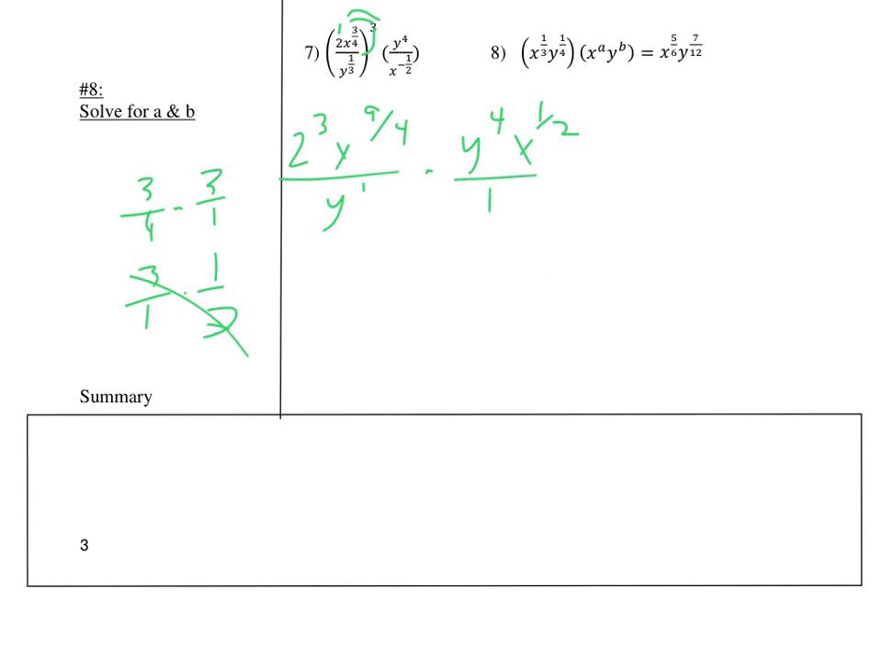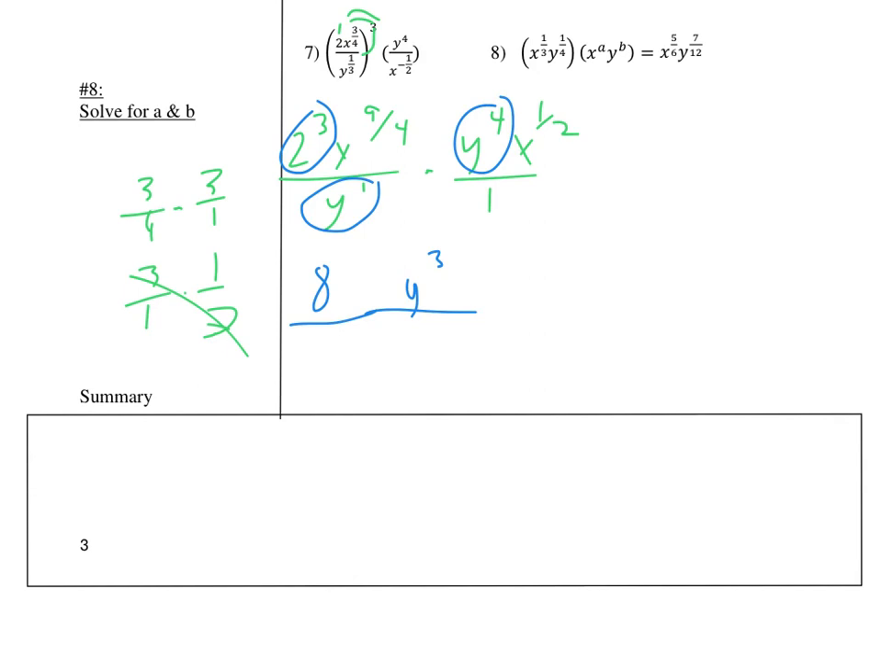Okay, so now, what are we going to do next? Well, I have 2 to the 3rd power. I know that's going to turn into 8. My y's are going to battle. So I have 1 on bottom, 4 on top. Obviously, the top's going to win that battle. So I'm going to say y to the 3rd power.